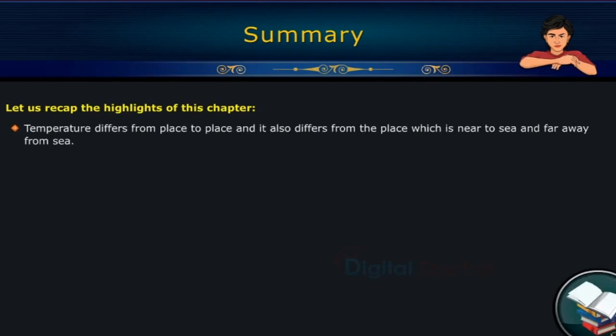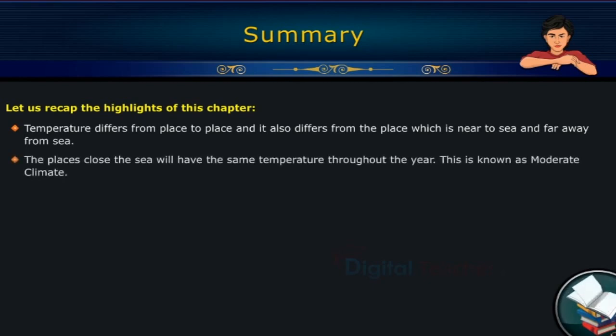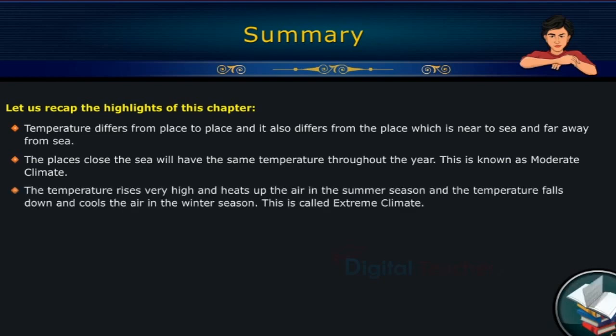Temperature differs from place to place and it also differs between a place which is near the sea and far away from the sea. The places close to the sea will have the same temperature throughout the year. This is known as moderate climate. The temperature rises very high and heats up the air in the summer season, and the temperature falls down and cools the air in the winter season. This is called extreme climate.